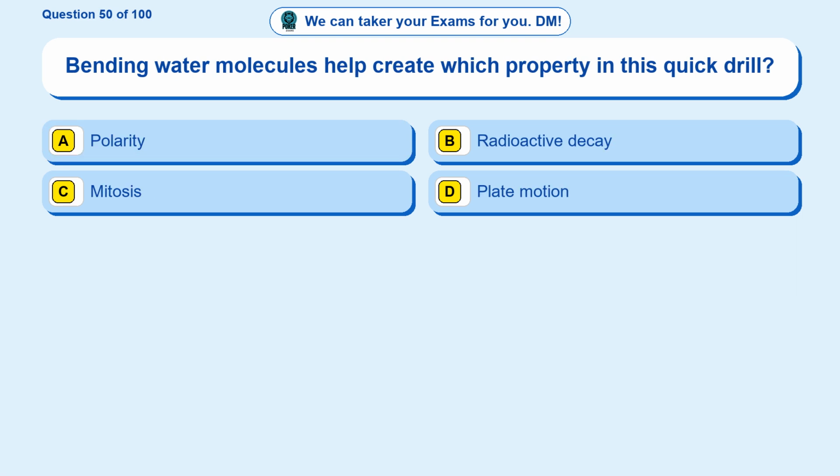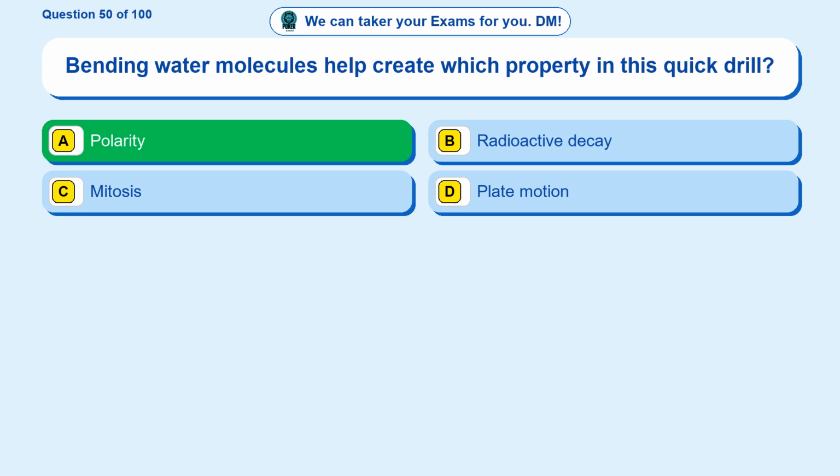Question 50. Bending water molecules help create which property in this quick drill? Option A, polarity. Option B, radioactive decay. Option C, mitosis. Option D, plate motion. The correct answer is option A.